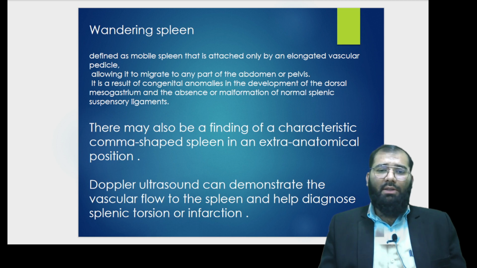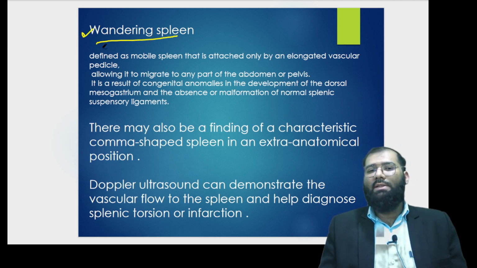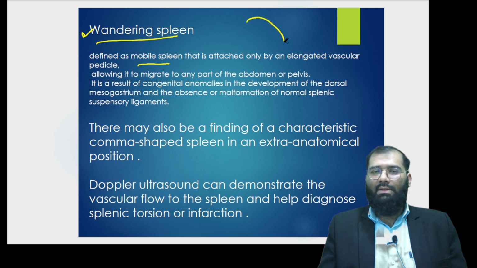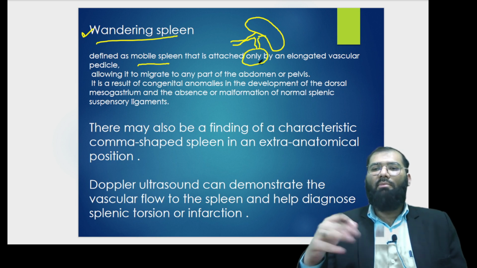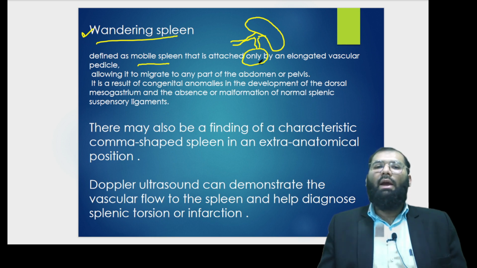Now, the next important thing I am going to discuss is a special type of spleen called wandering spleen. This is defined as a mobile spleen which is attached only by an elongated vascular pedicle, allowing it to migrate to any part of the abdomen or pelvis. Sometimes the normal spleen might be present like this, and another spleen might be mobile, which can keep on moving only by an elongated vascular pedicle, and it can migrate to any part of abdomen or pelvis.